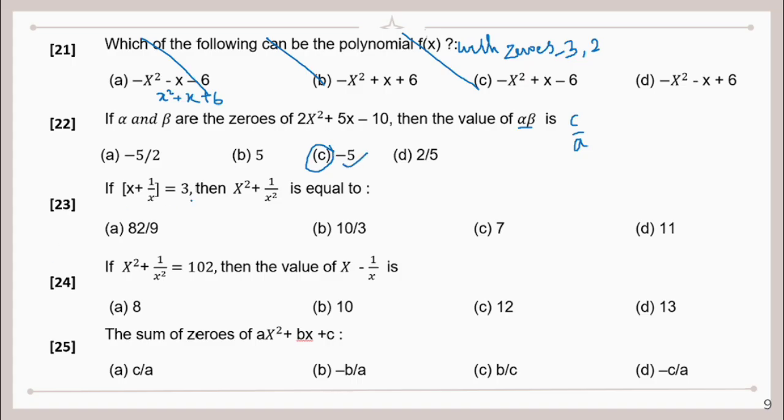x plus 1 by x equal to 3. Then x square plus 1 by x square is equal to? First, square it. x plus 1 by x whole square, when you expand it, a plus b whole square is a square plus 2ab plus b square. x is a, so x square plus 2 into x into 1 by x, this is the middle term 2ab, plus b square, that is 1 by x square. The left side is over. What is the right side?